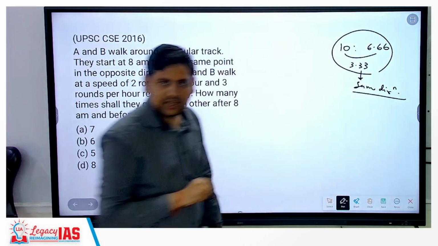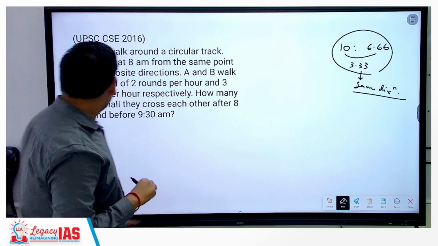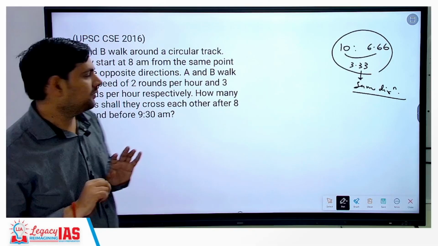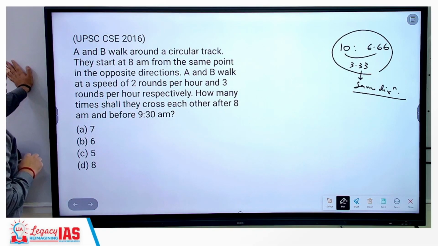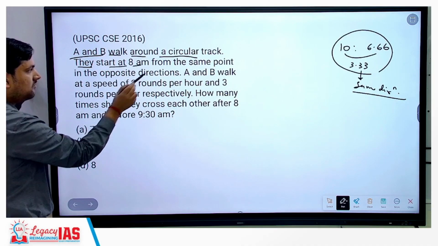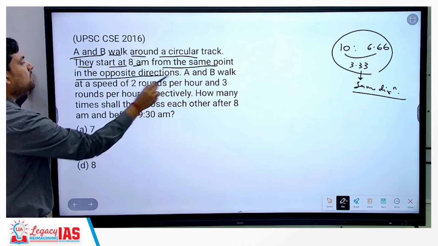They were going in the same direction. Now see this question, in this they will be going in opposite directions, so we'll have to take the sum of them. Okay, so let's see this. What it says: A and B walk around a circular track. They start at 8 AM from the same point in opposite directions.